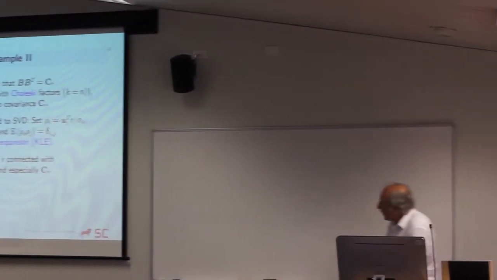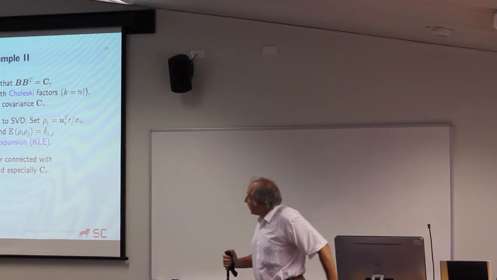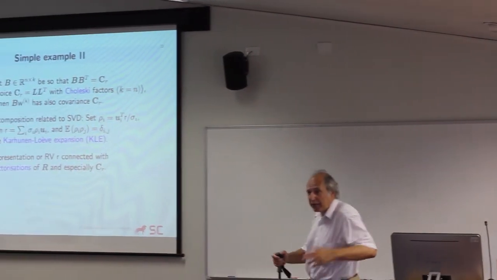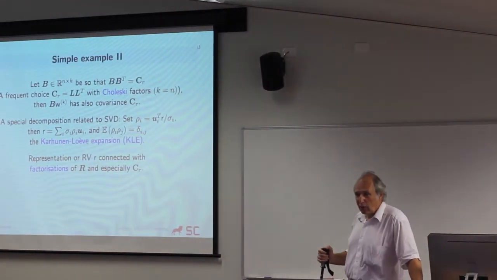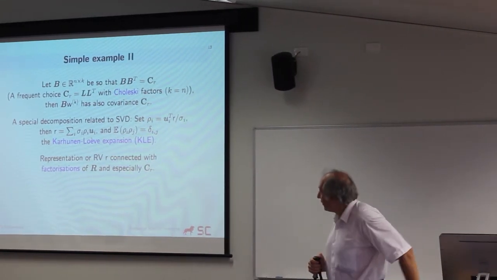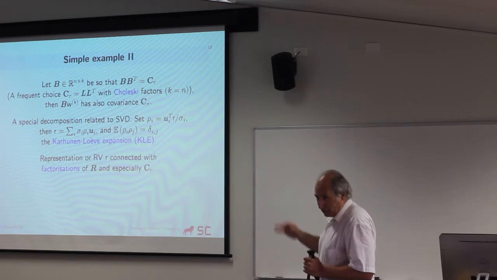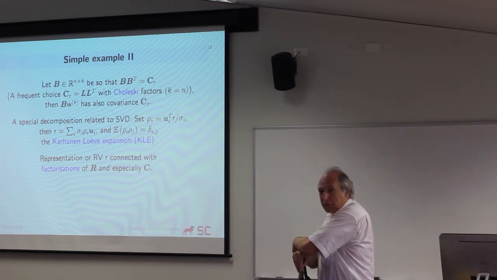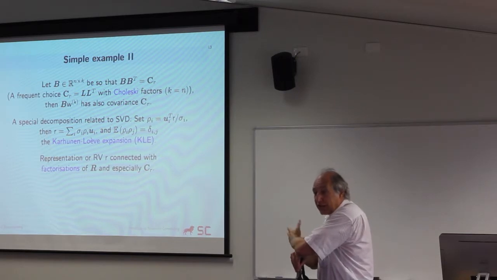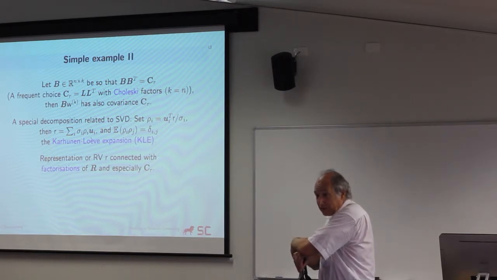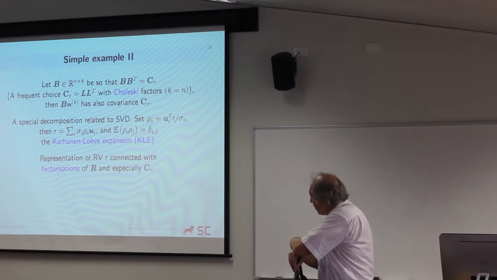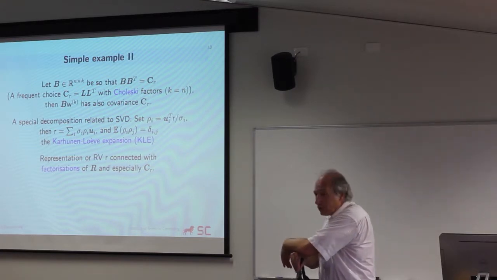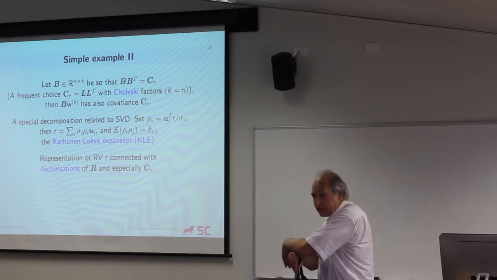Okay, think of any other B which factorizes C. Okay, so that B B transpose is C. K can be any number. Obviously K has typically to be larger or equal than N, so that you can do this if C is full rank. A frequent choice, most people who do know this, is to take the Cholesky factorization. So this is exactly a factorization like that. Then if you take B times K dimensional white noise, that has the right covariance.